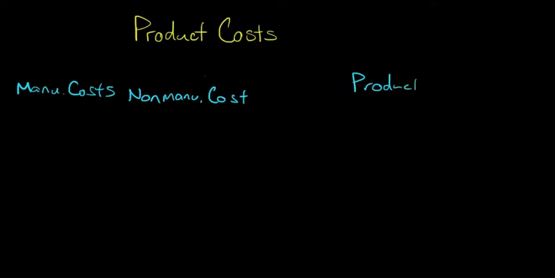So in previous videos we talked about the difference between manufacturing costs and non-manufacturing costs. But another way that we can think about costs in the firm is product costs versus period costs. So we've got product and then we've got period. Now the difference here is that a product cost is going to go to inventory. So you'll also hear product costs referred to as inventoriable costs.